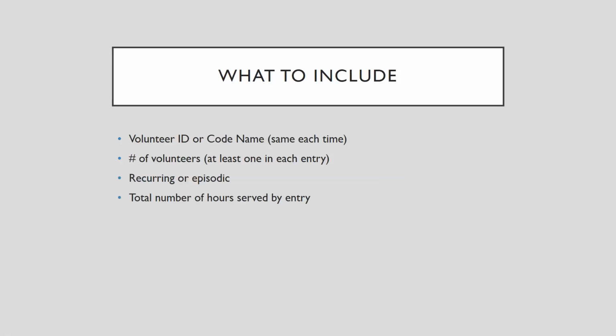There are just a few things that you'll have to include when reporting on volunteers. The first being a volunteer ID or code name. That'll be the same each time you report on them if they are a recurring volunteer. You'll report on the number of volunteers. Sometimes you'll just have one individual that you're reporting on. Sometimes it'll be a group. So you'll at least have one volunteer in each entry. You'll identify whether the volunteer is recurring or episodic and the total number of hours they served in each group, whether they were an individual or multiple people. So I'm going to show you how to fill out the form with some examples.